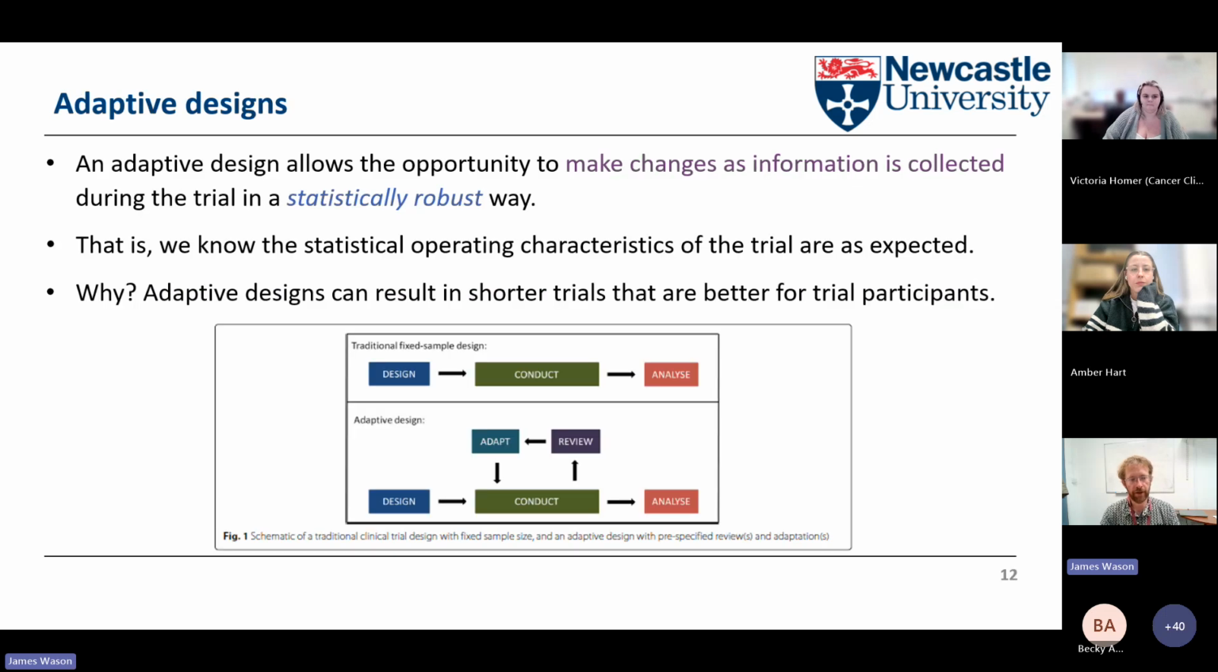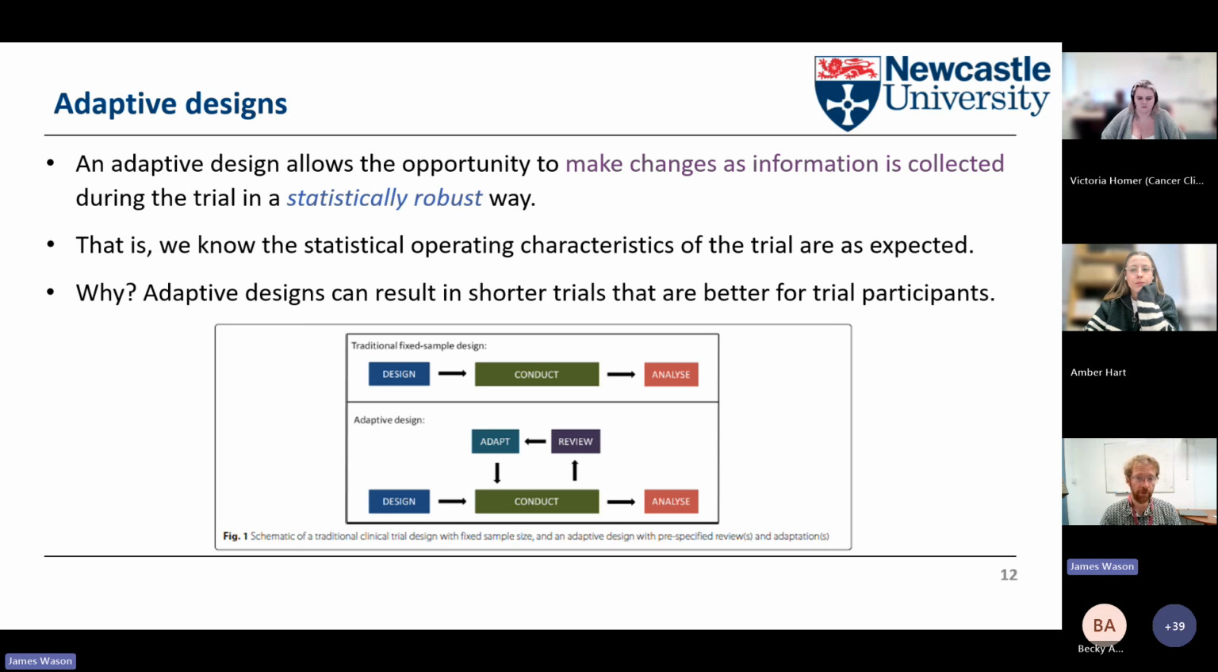So I'm going to start with adaptive designs. The idea of an adaptive design is that instead of planning how many patients we need to recruit at the beginning, then recruiting that many and doing an analysis at the end, like the top part of the schematic shows, we'd like to use patient outcome information that we collect during the trial in order to make changes to the trial design, but doing it in a way that we maintain the high quality of the trial and the statistical properties. So doing it in a statistically robust way.